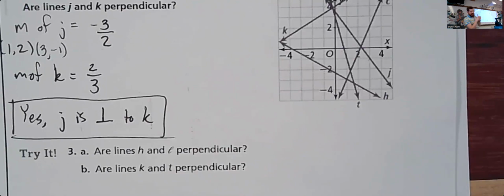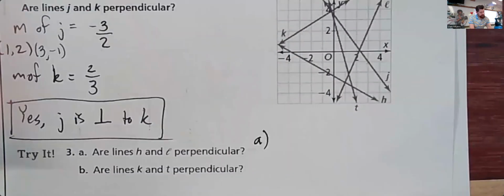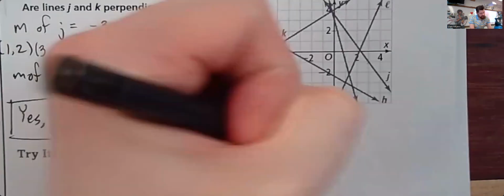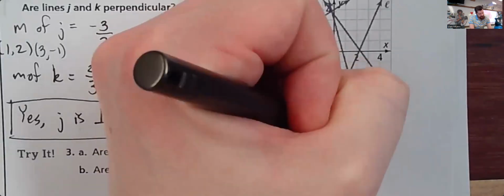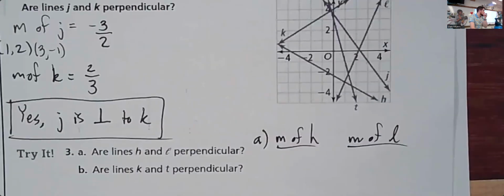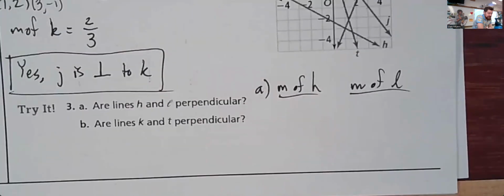All right, so line H. So we need the slope of line H. So this is A. So slope of H, and we need the slope of L. So let's see, line H. Find a couple of points on there. Just count from one to the other, and then tell me what you get for a slope for line H.